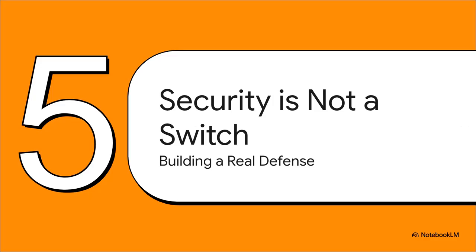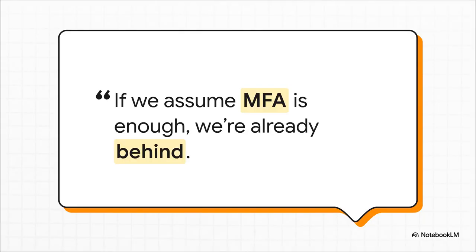So, knowing the threats and the tools to find them, what does a truly strong defense against something like a replay attack actually look like? A lot of people think multi-factor authentication, MFA, is the answer. But a replayed session token can bypass MFA entirely, because the attacker is hijacking a session after you've already authenticated. Like one security leader said, if you assume MFA is enough, you're already losing.